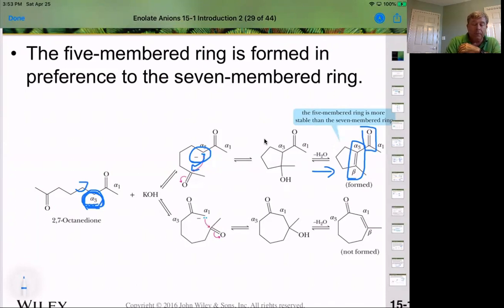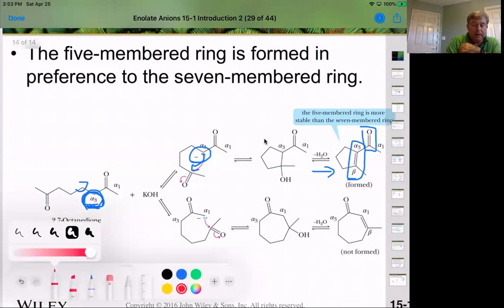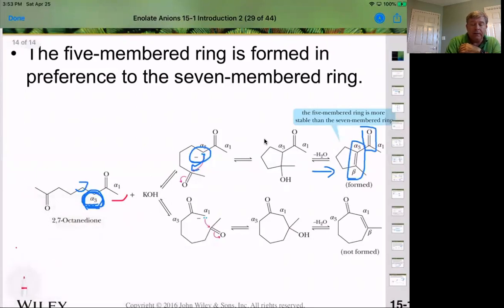But what if, instead of forming it here, where we did it in red, we took the proton off here and made our enolate there? Remember, we have 3 protons there to make our enolate. If we did that, we would form this enolate here. Then when it came in to attack the other carbonyl, we would end up with this 7-membered ring. 7-membered rings are not very stable, and therefore it will not form that intermediate. So we actually don't form this 7-membered ring, and it doesn't further dehydrate to give us this unsaturated ketone compound.